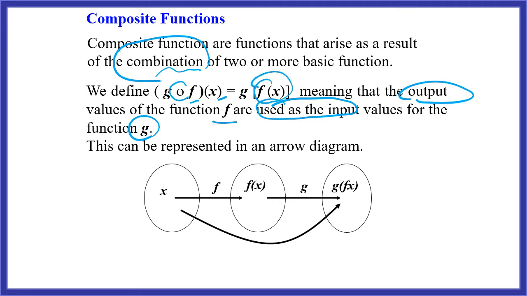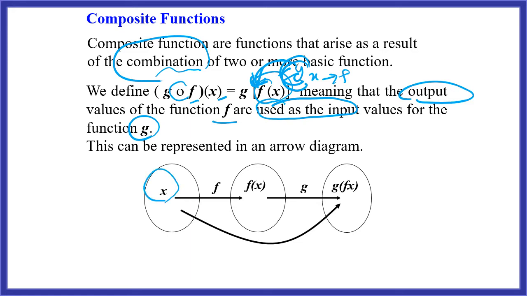So f of x is a result when y is defined by function f. So this is actually the y lah. But this y will be the x for g, means that it will be the input. Okay, this can be represented by an arrow diagram. So this is the arrow diagram for composite function.